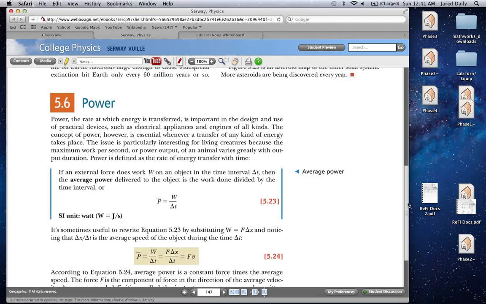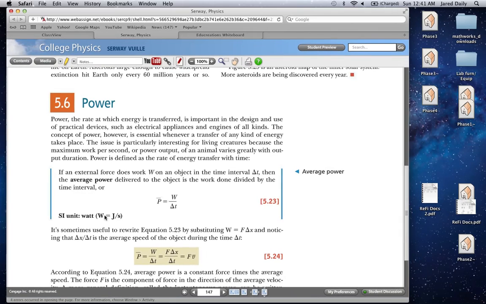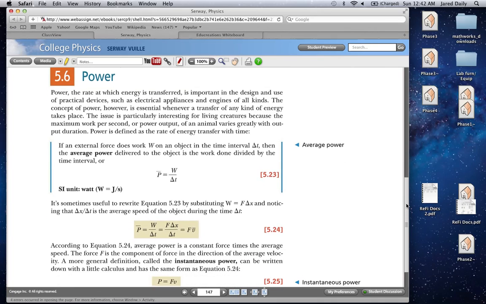Since power is a measure of energy per time, then it's going to have units of joules per second. You can see that down here, joules per second. And we call that the watt. It's a capital W, and it's the watt. And the definition for power, average power, is work done divided by change in time. And it can be any kind of work, really, but it can also be any kind of energy at all, really.